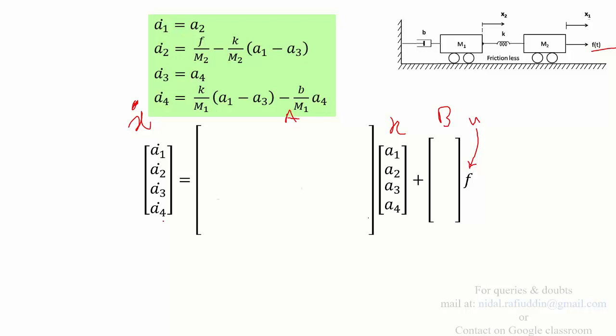Again, you should have a matrix B of the order 4 cross 1, and if you populate these matrices, then you get the result using the equations that you just obtained.